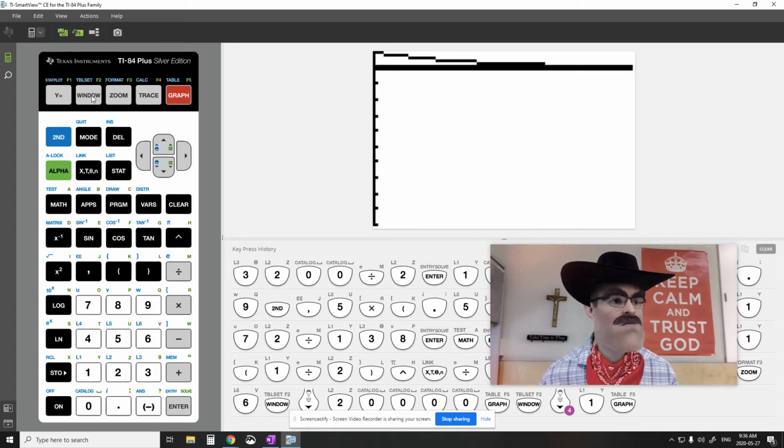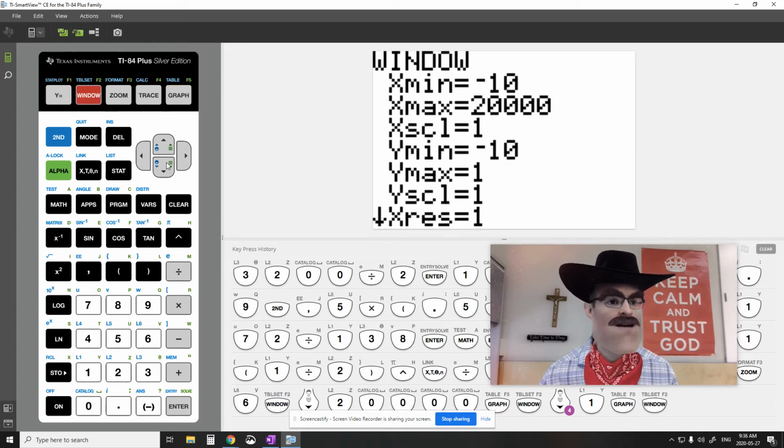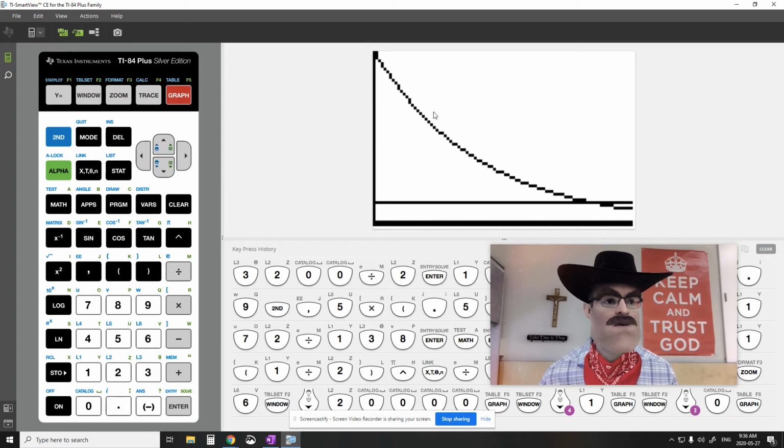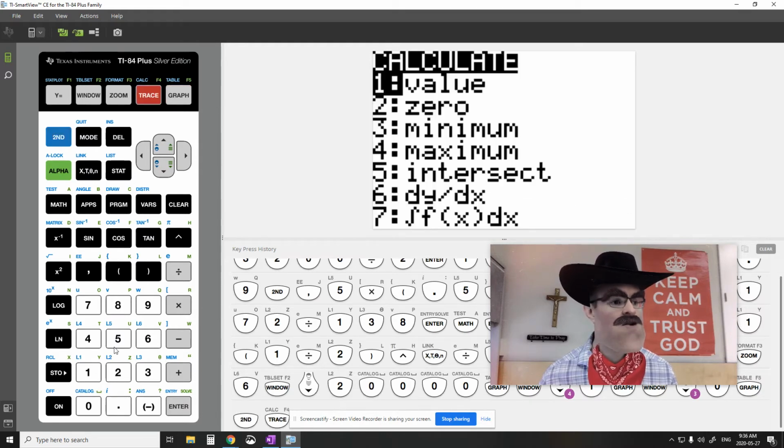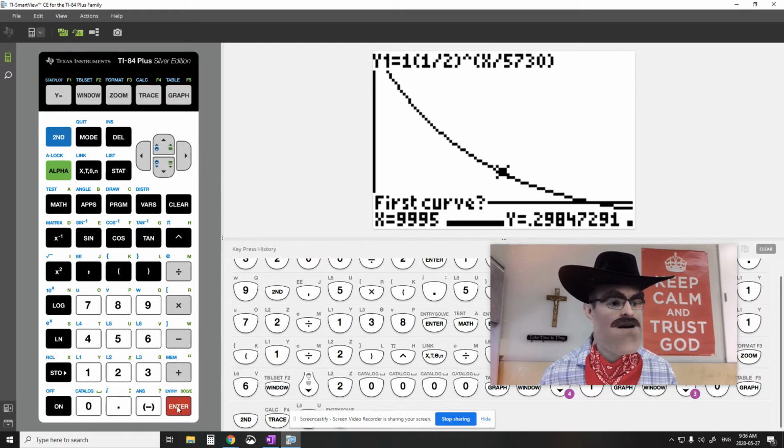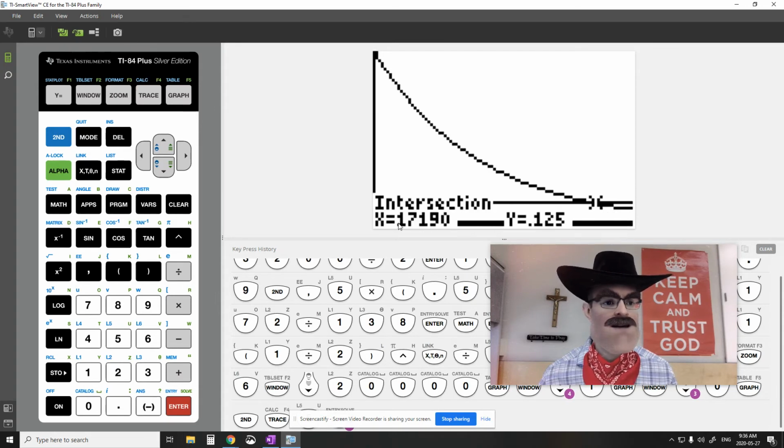Oh, I got all this bottom part of my graph too. I don't have any negative parts to this graph. So I'm going to make my y min 0. Looking good. You can see there's a little crossing point. This is my 1/8 line that popped up there. So I'm just going to second trace, intersect, enter, enter, enter. And you can see I get 17,190 as well. Cool. There we go.